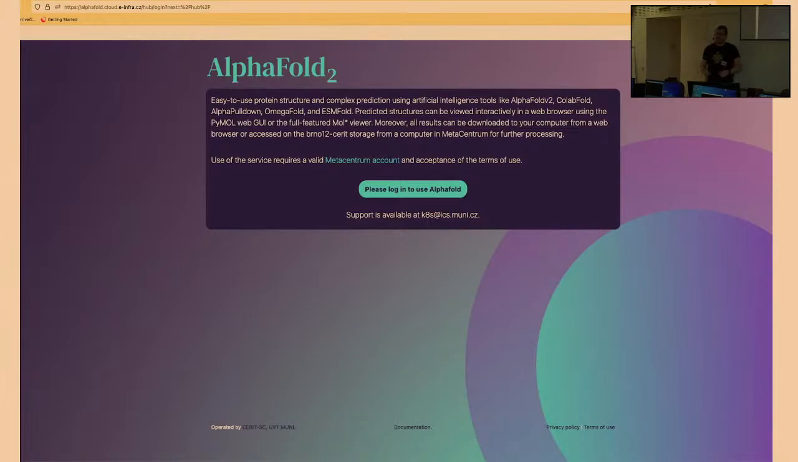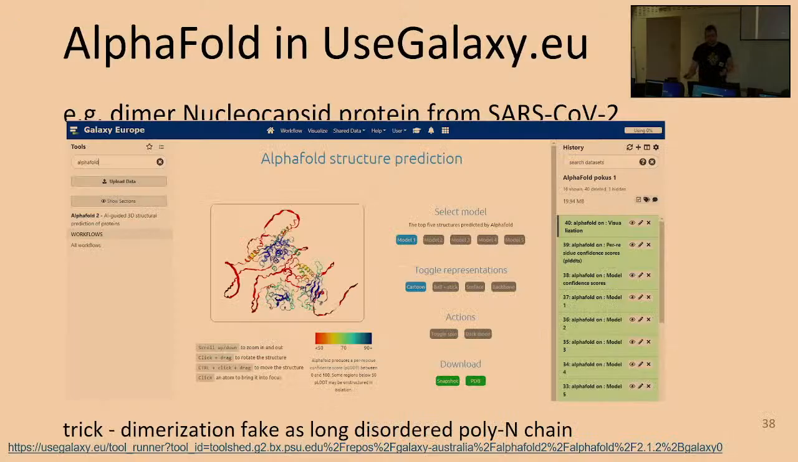Currently, the infrastructure of the Czech Republic also includes the cloud A-infra that allows to run AlphaFold 2 predictions. It's possible to run AlphaFold at Use Galaxy AU. And ColabFold is currently available there as well.